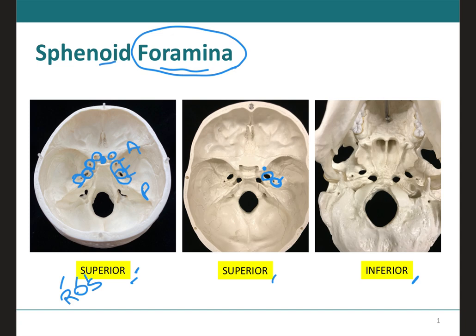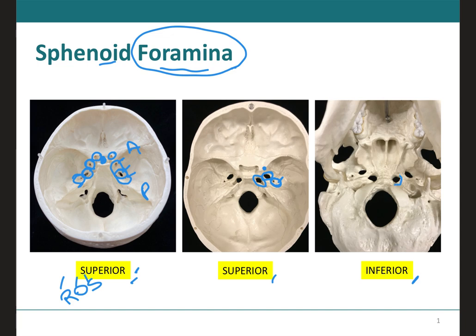Now, don't get these holes confused with this big hole over here, which is called the foramen lacerum. And this is when the occipital and the sphenoid bone come together to leave this hole that's called the foramen lacerum. On an inferior view, we can see the holes as well.